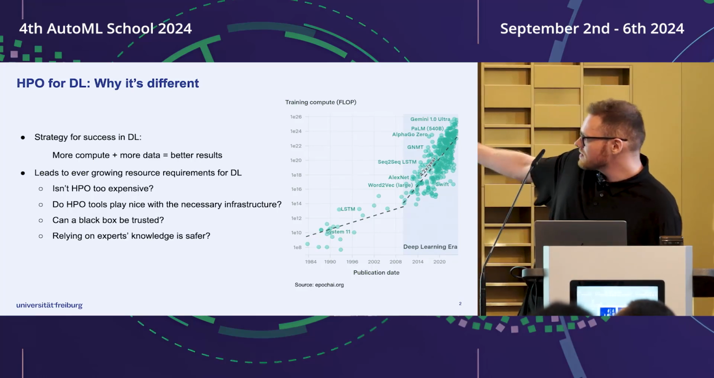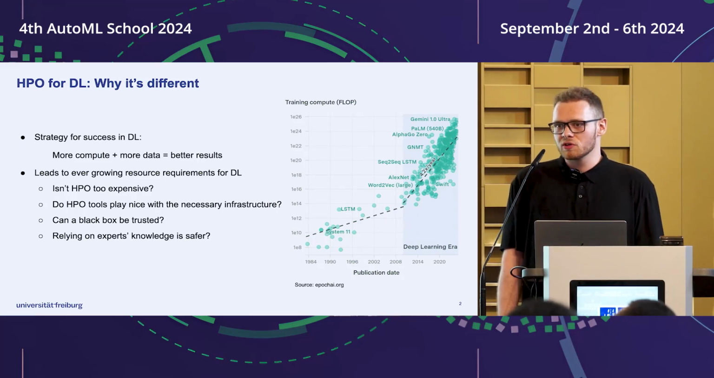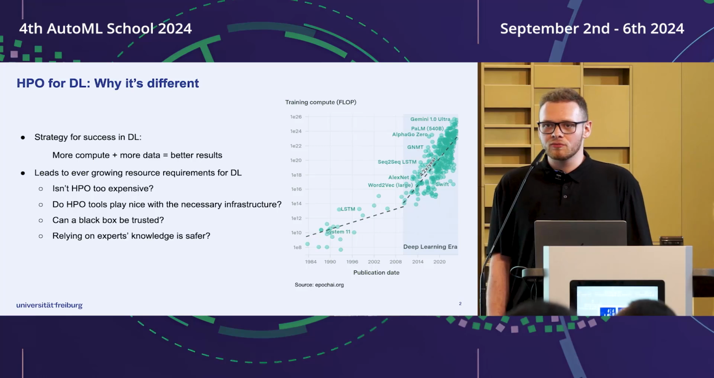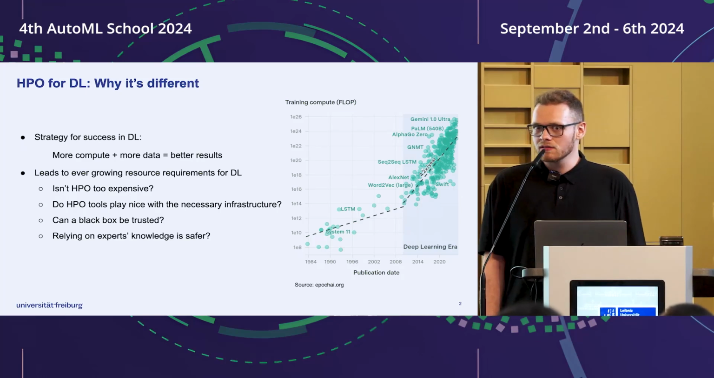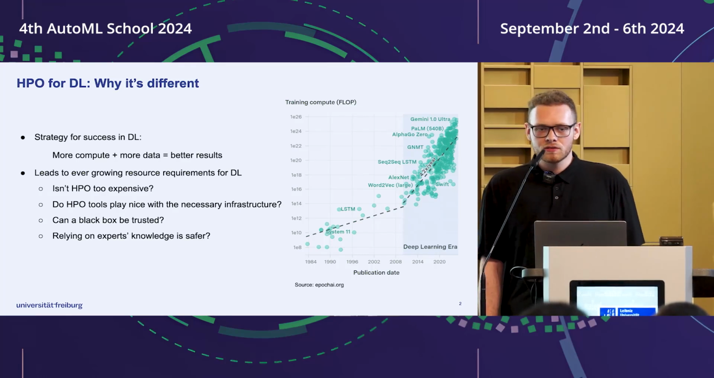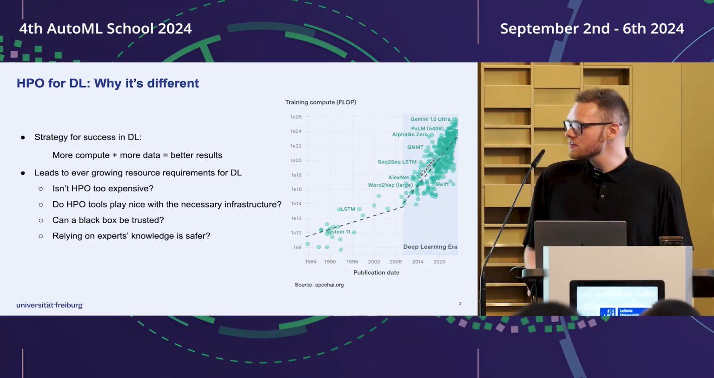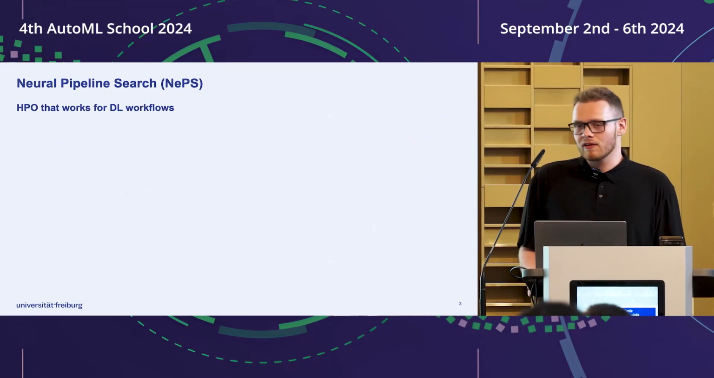Because as you can see, there's not only an increase in training compute, there's also an increase in interest and research behind things. Can a black box even be trusted, or should we rather rely on our expert that's reading a lot of papers, that knows a lot of things, that talks to Jeff, that looks at Twitter threads and knows all sorts of things? And to address these questions, they motivated us to develop NAPS and come up with an HPO tool that can work for deep learning workflows.